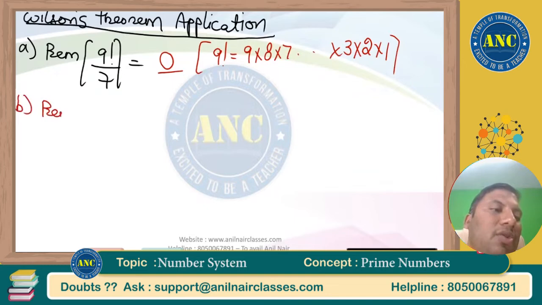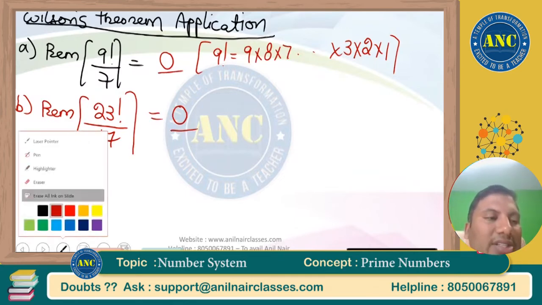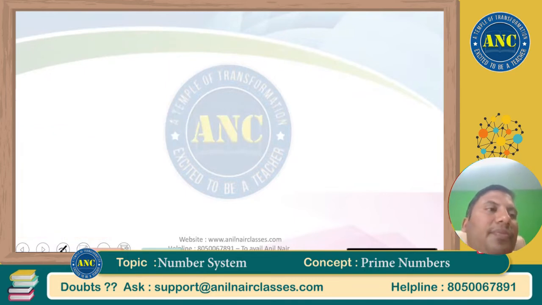One more similar question based upon this one. 23 factorial divided by 17. 23 factorial contains 17, so the answer is 0. Next one.